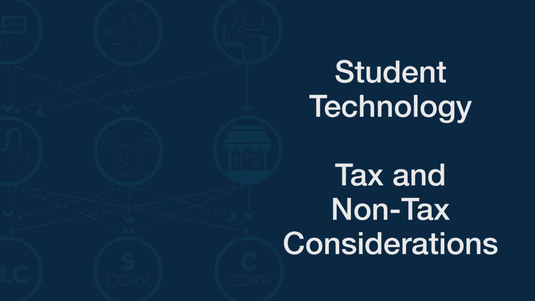There are a number of non-tax and tax factors that should be considered when selecting the entity for the company. The big non-tax factor for a student technology company is financing. Where is the financing coming from? If venture financing is imminent, this is going to drive the entity choice. This is because venture capitalists will only invest in Delaware C corporations.